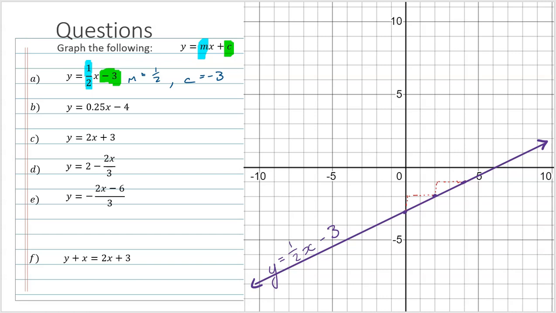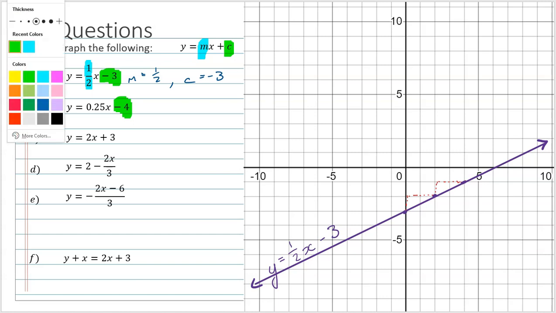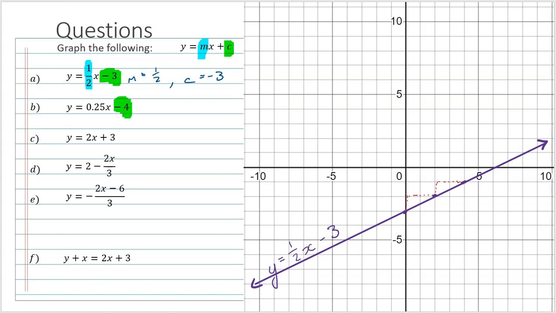Now, next line, b, y equals 0.25x minus 4. What is the constant? The constant is negative 4. What is the gradient? 0.25. So I'm going to do this one in green. So firstly, I'm going to find negative 4 on the y-axis. That is here. And then I need to find what is m if the gradient is 0.25.